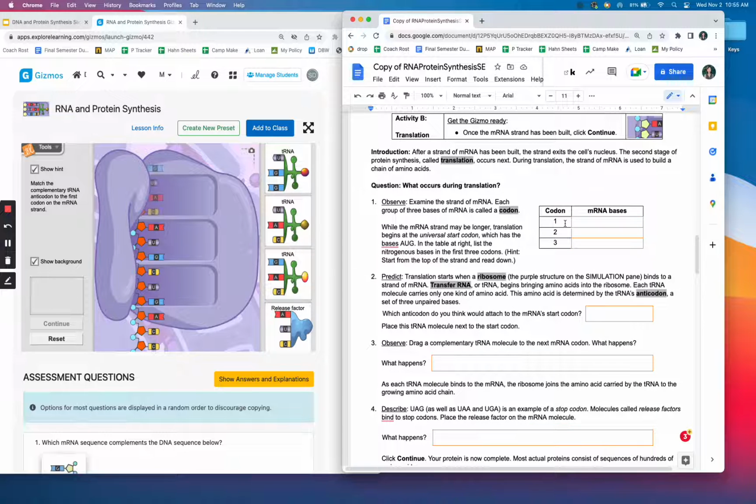So here it's going to ask you, what are the codons? So these are the codons, UAC, AUG, CUG. And you're going to try and figure out which anticodon is supposed to go here. Okay, so these are the anticodons. And so we know U matches with A, and A matches with U, and C matches with G. So which one would match that one?